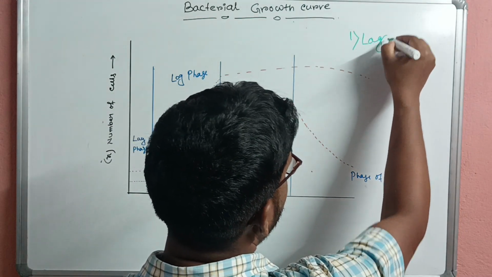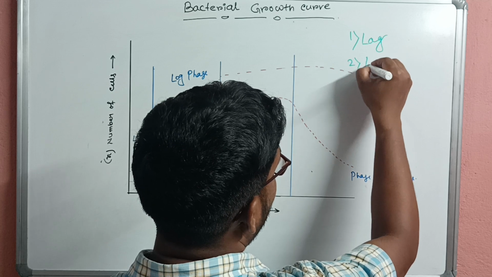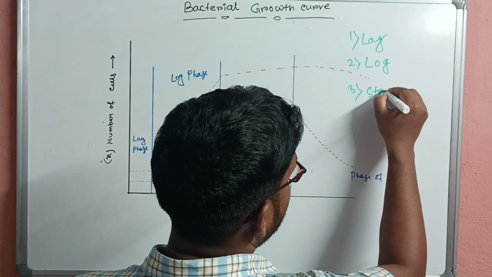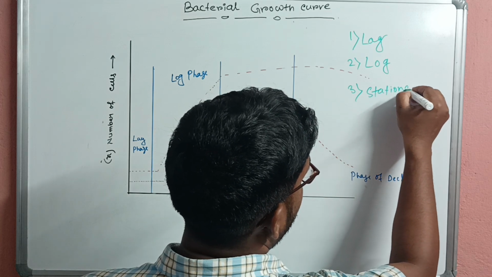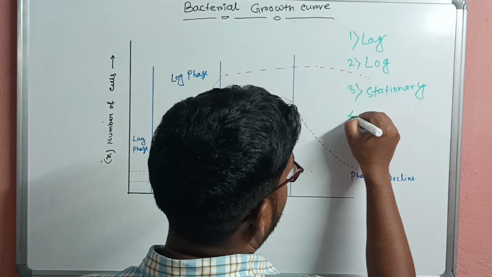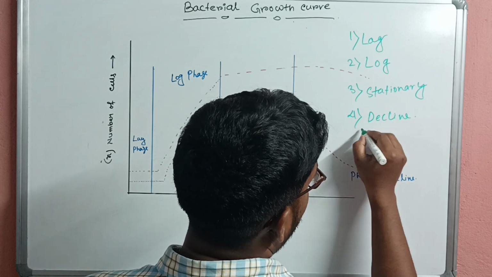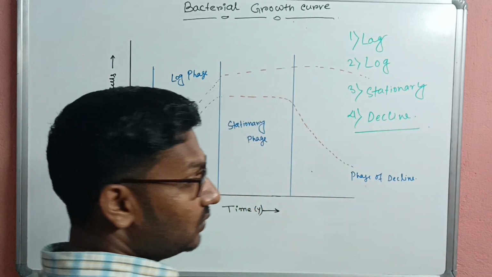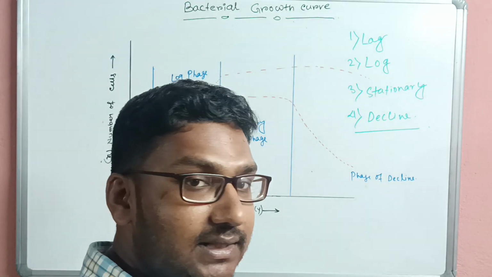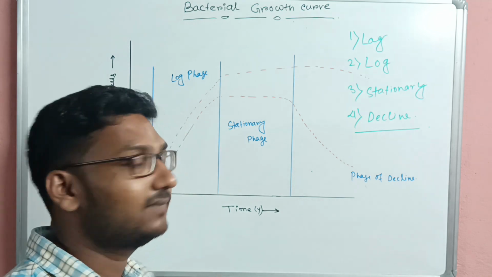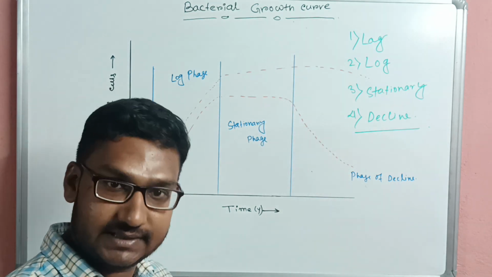lag phase, log phase, stationary and decline phase. Okay, so what are the 4 steps? Why did you divide it into 4 separate phases?